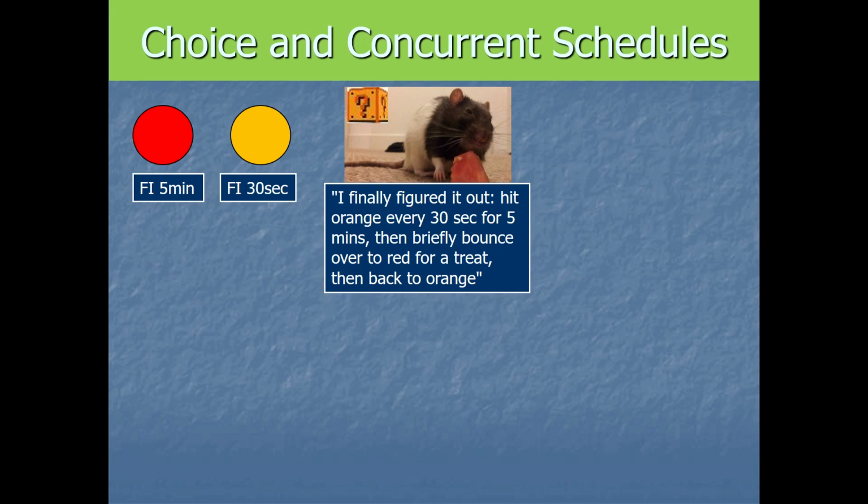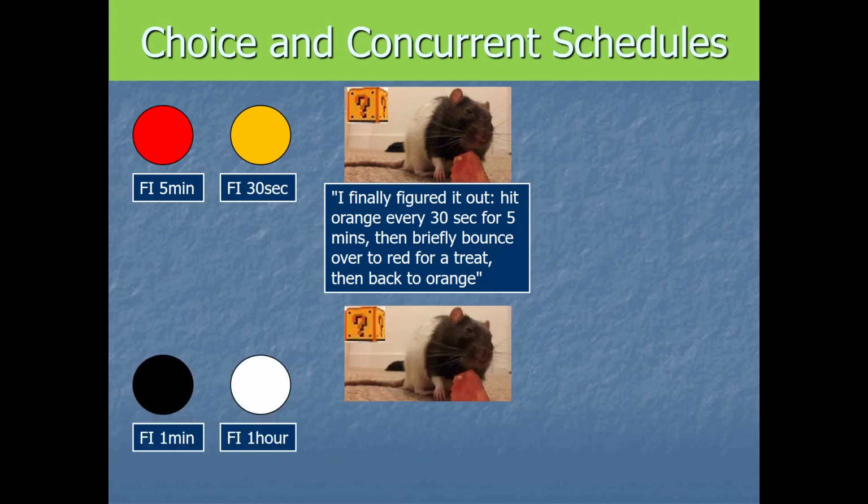It's obviously not conscious or in language like this, but the little quote I put here is just to kind of pump your intuition. You might imagine the rat trying to figure out the perfect plan, his little predictive brain trying to maximize his payoff. What he's going to settle on is probably something like hitting orange every 30 seconds or so for about 5 minutes, and then briefly bouncing over to the red for a treat, then going back to orange and hitting it every 30 seconds or so. That way he's not wasting the treats on the red side.